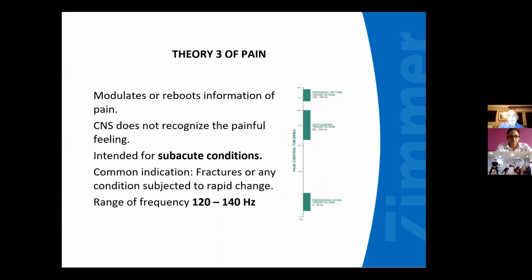And last but not least, we do have our modulation for subacute. Think about the ability to reboot an inflammation and get it over quicker, enabling us to get to that proliferative stage of healing. Or like a fracture, anything that's subjected to rapid change. It can address all three of these theories simultaneously or individually, depending on how you want to program the machine.